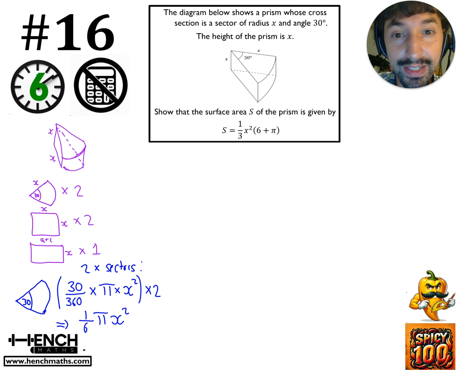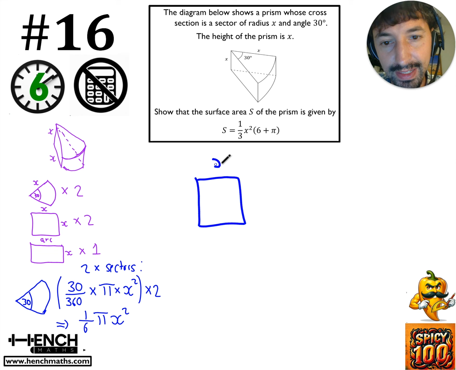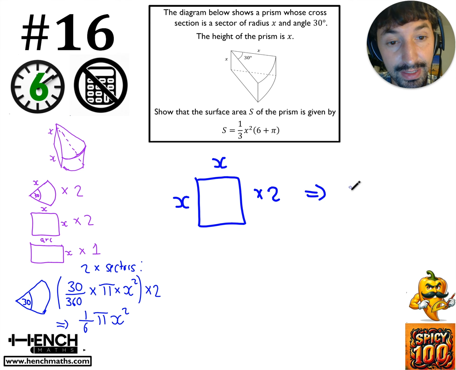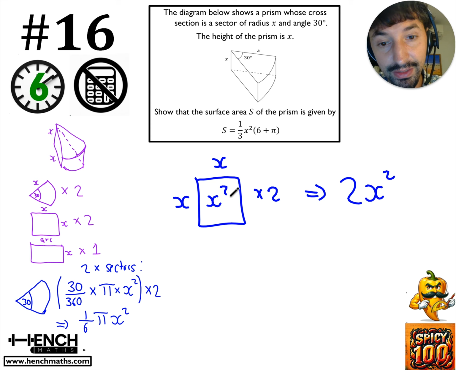Our 2 squares on the side, that's nice and easy. So remember we've got x here, and we've got 2 of them. So that is simply going to be 2x squared. So x times x is x squared. So that's nice and easy. So that's the squares on the two sides.